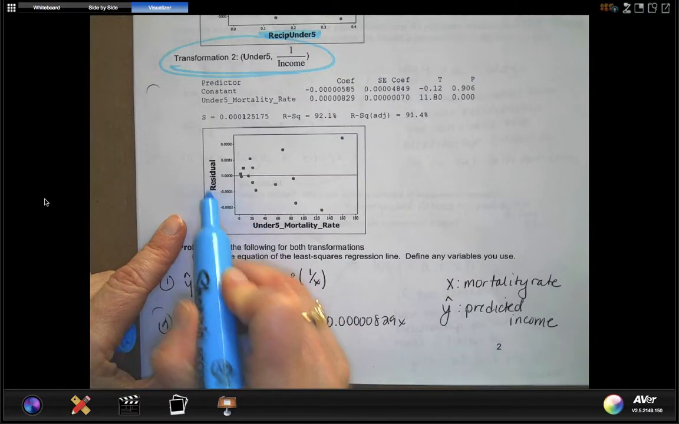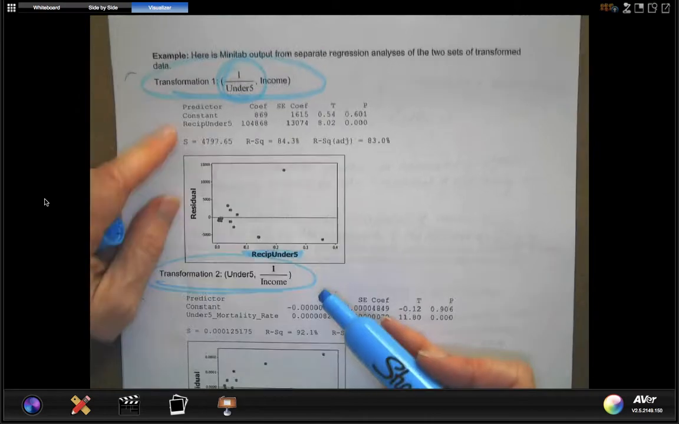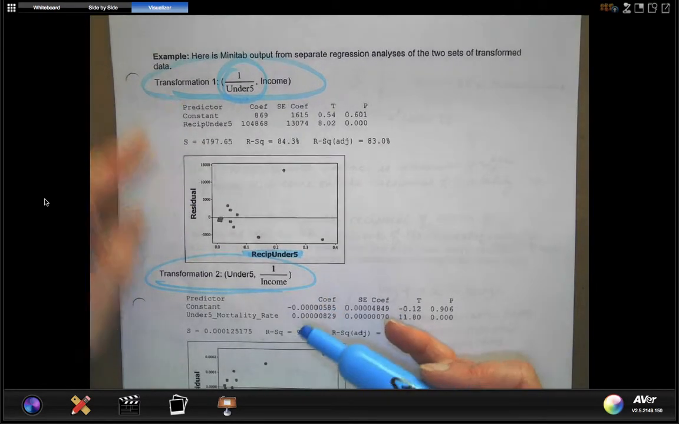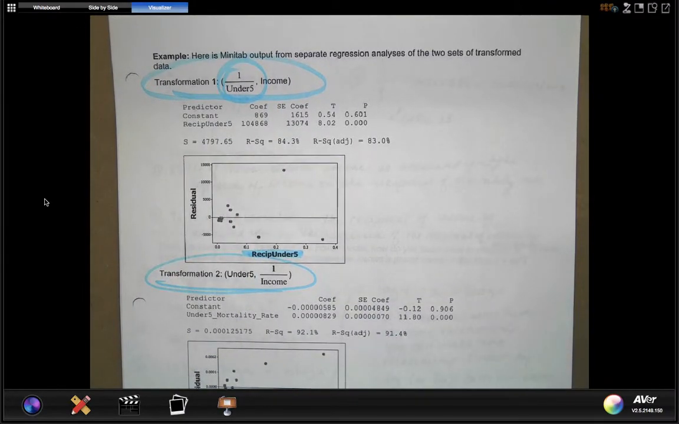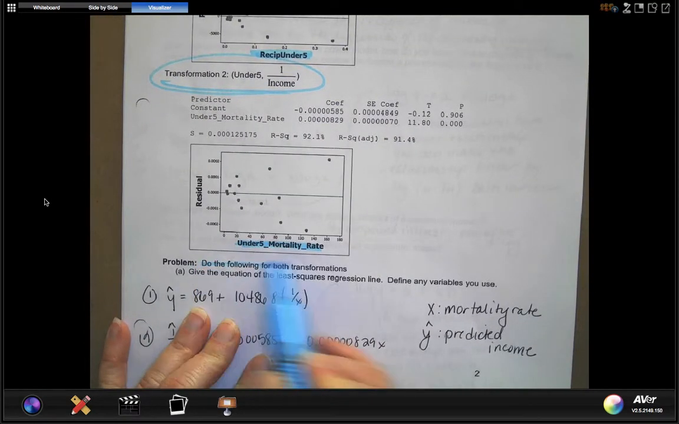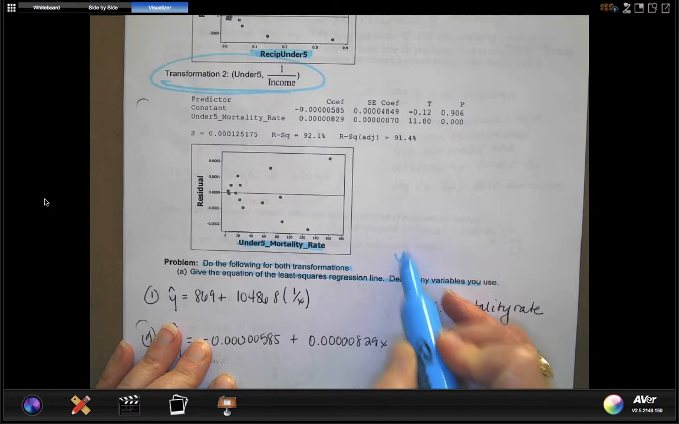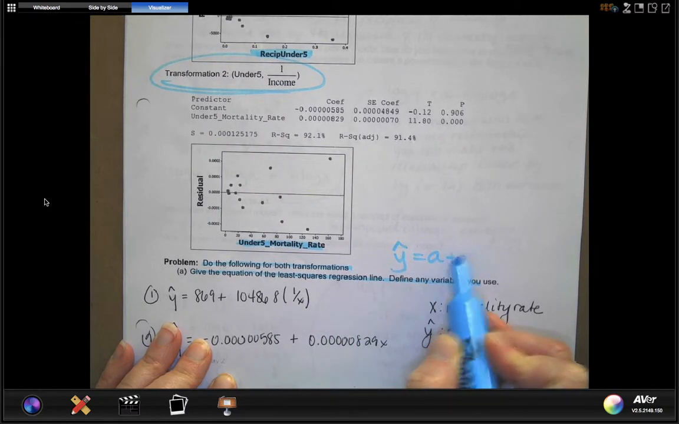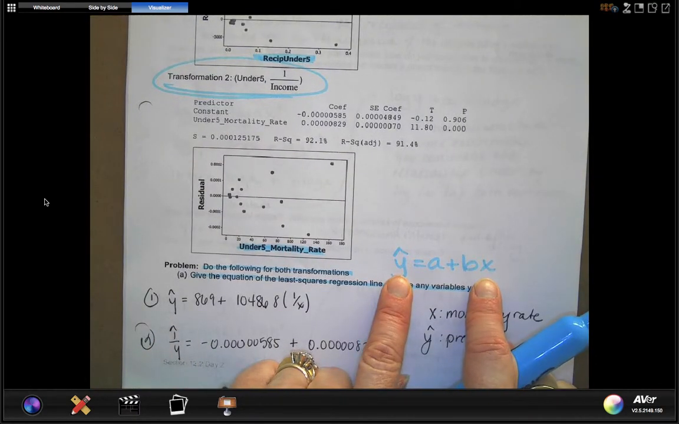Again, if you look at the residual plot, you can see that this x variable is not changed, okay? Again, the idea here is that we change these variables so we can still use our familiar y hat equals a plus bx. So when it asks you down here, do the following for both transformations. When it asks you to write the equation of the least square regression line, remember I'm still trying to use this familiar form, but maybe now these two variables have been transformed in some way.